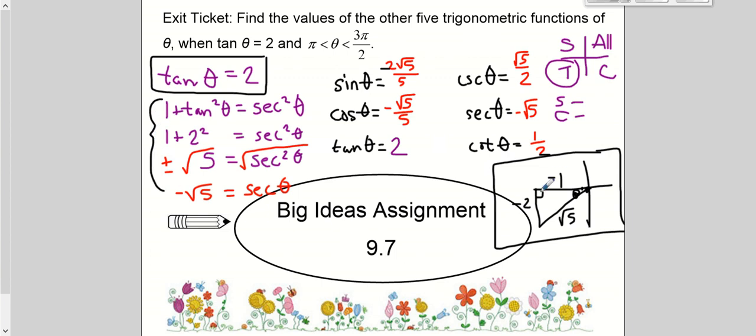Personally, I like to draw these, but in this section, they really wanted us to use the new identities they gave us. Okay, big ideas assignment 9.7. It doesn't matter to me which way you get to your answers. I like my pictures better.